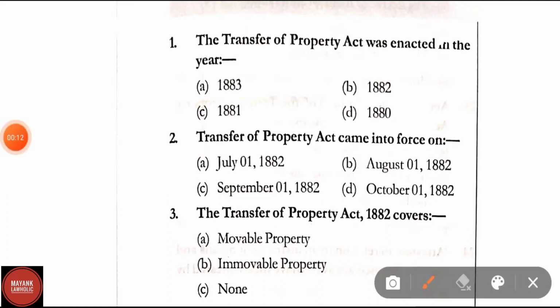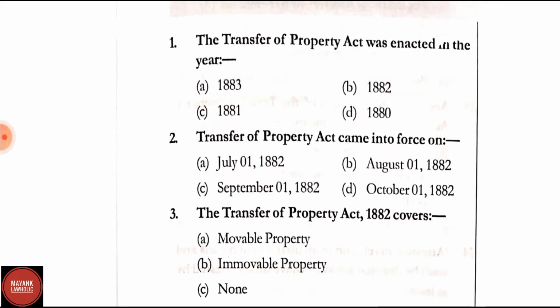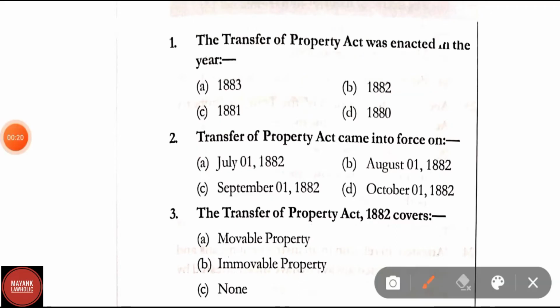The Transfer of Property Act was enacted in the year 1882. TPA was enacted in the year 1882. Option B is the correct answer. Transfer of Property Act came into force on July 1st, 1882. Option A is the right answer.